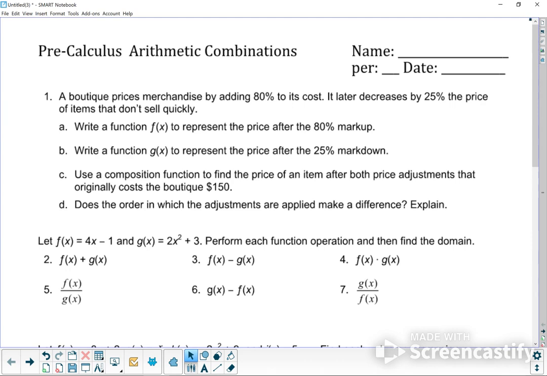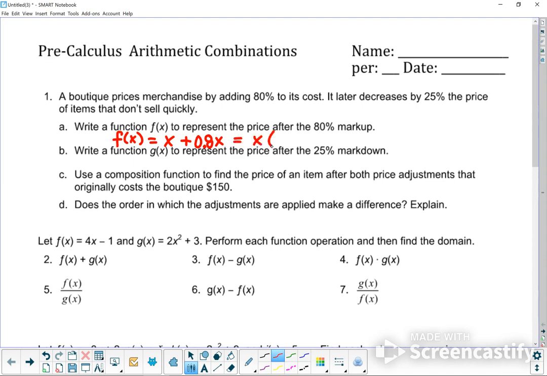All right, so you're going to start with f of x equals, and here's your original price. And then if you mark it up by 80%, then it's the original price plus 0.8 times the original price. So that's the function f of x. Now you can also do this. You can factor an x out. So if you think about it, it's going to look like this.